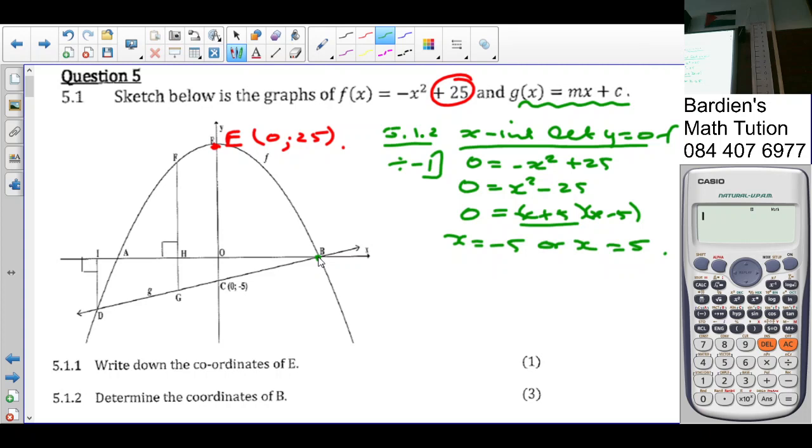Did I answer the question? No. What's the coordinates of B? Therefore B would have been 5 and 0. I'm going to fill in A one time. A will be negative 5 and 0. You all okay with that? Any confusion?